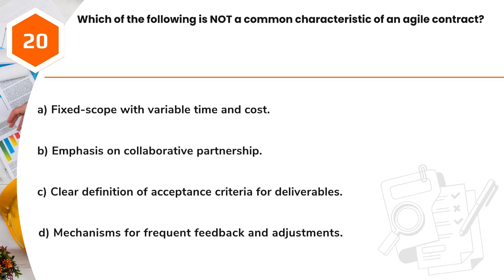Question 20. Which of the following is not a common characteristic of an Agile contract? A. Fixed scope with variable time and cost. B. Emphasis on collaborative partnership. C. Clear definition of acceptance criteria for deliverables. D. Mechanisms for frequent feedback and adjustments.